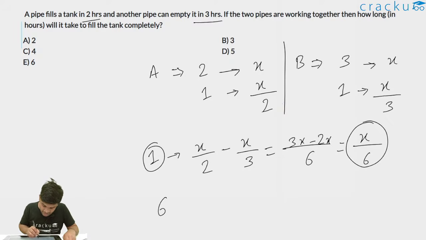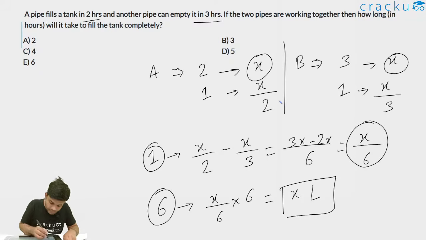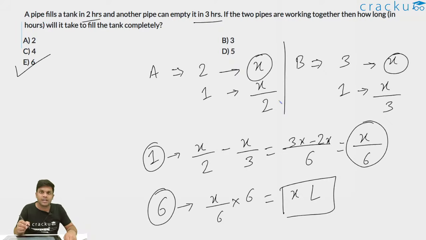So in 6 hours, both A and B can fill X by 6 into 6, which is equal to X liters, which was the volume that we took initially. Okay. So total 6 hours is needed for both A and B to fill the tank together. So the answer is option number E, which is 6 hours.